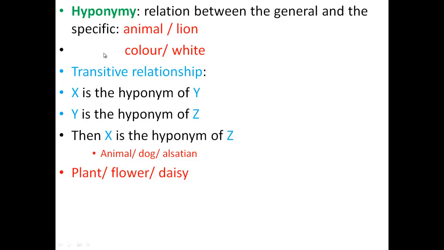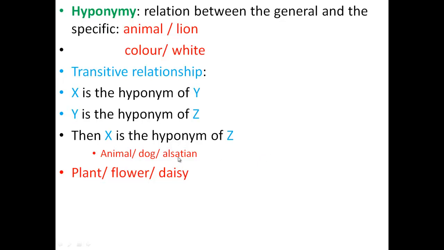Now, when we talk about hyponymy, we should mention this transitive relationship. Look, if X is the hyponym of Y, and Y is the hyponym of Z, then X is the hyponym of Z. Let's apply this to a set of words. We have got animal, dog, Alsatian. So animal is the superordinate term. It includes, among other things, dog. So dog is the hyponym of animal. Now dog itself becomes the superordinate term for Alsatian because we have got other kinds of dog. We have got poodle, we have got the bulldog and other things here.